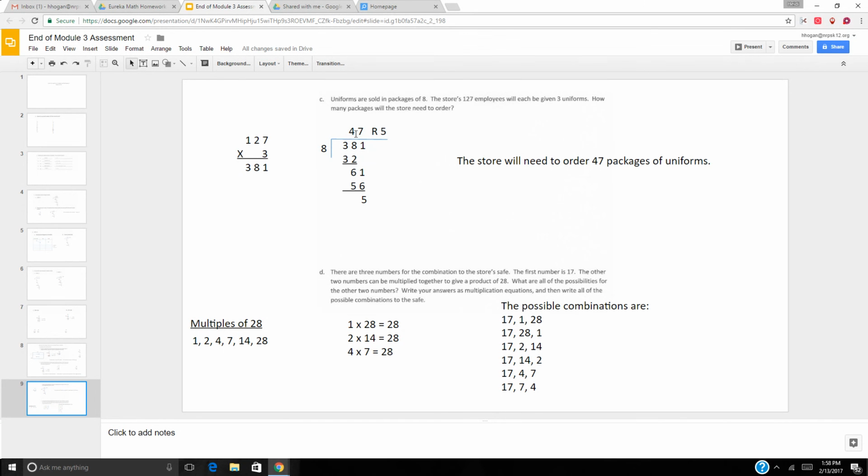They still need to order 47 packages of uniforms to have enough. So again, this is an extension because you need to multiply first and then divide.